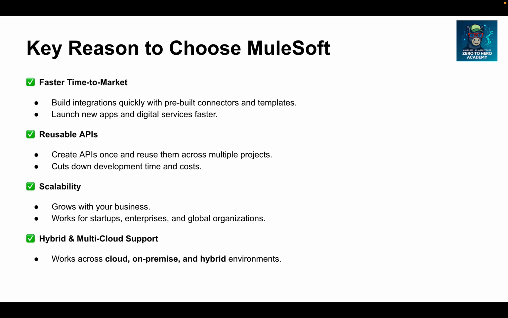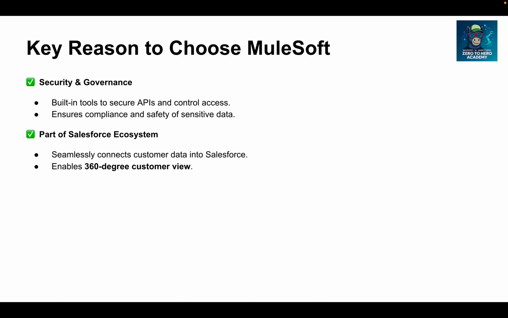Hybrid and multi-cloud support. So basically you can run your MuleSoft API application on premises, in a hybrid environment, or on the cloud, or you can also run MuleSoft APIs and applications in a container based environment using Runtime Fabric. Security and governance. Built-in tools to secure APIs and control access, ensure compliance and safety of sensitive data. So MuleSoft provides various cryptography algorithms, right, that can be used for encryption and decryption of the data. You can also secure the data in transit, and even at rest, right?